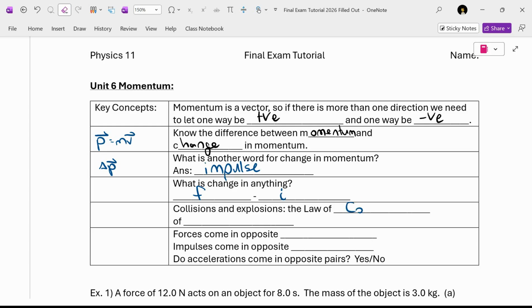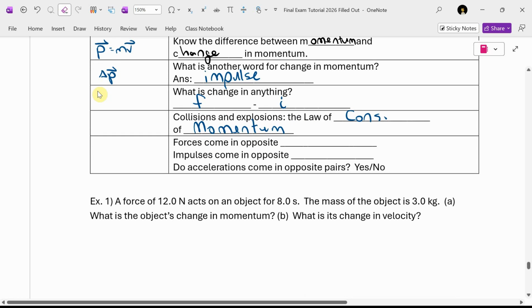That you want to use is the law of conservation of momentum. And then I'm dropping some blatant hints here because I turned these into multiple choice questions. Forces come in opposite pairs. So in a collision between something big and something small, are the forces the same? Yes, in opposite directions, but they come in opposite pairs. What about impulses? In a collision between something big and something small, impulses also come in opposite pairs.